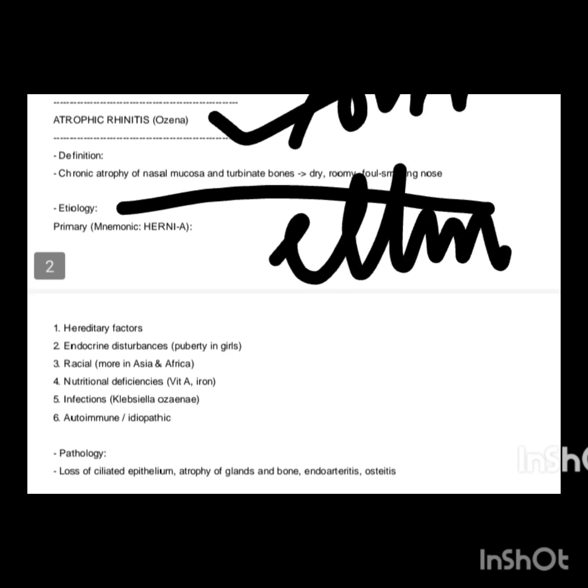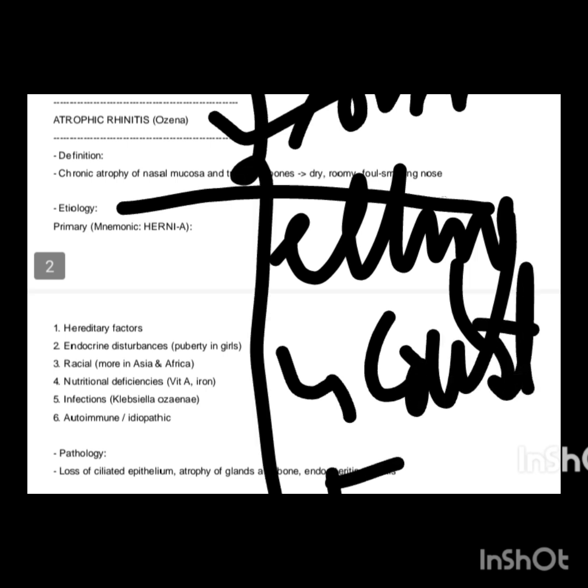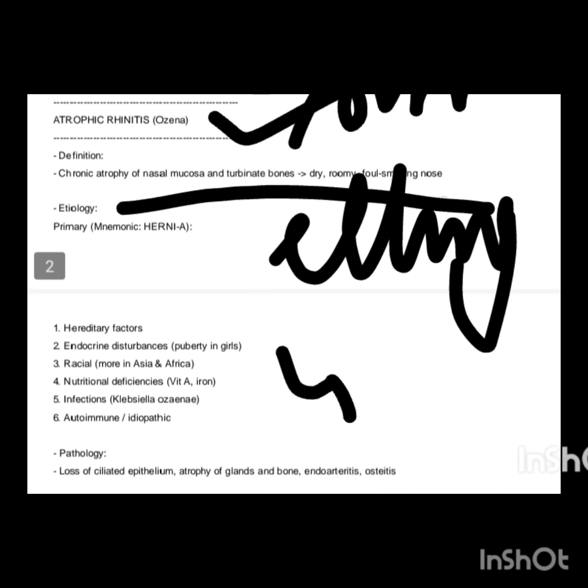Then moving towards ozaena. It is chronic atrophy of the nasal mucosa and turbinates. If the patient comes to you with foul smelling nasal crust, or the patient is female, then this is the case of atrophic rhinitis. So basically in atrophic rhinitis, we have complete atrophy of the nasal mucosa and turbinates and a foul smelling nose.